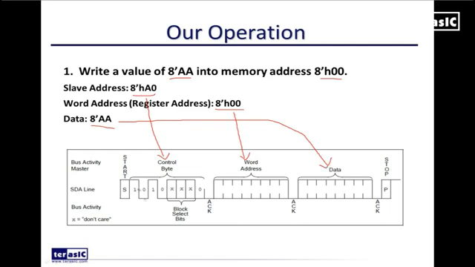And every time we specify our addresses or data, we should get an acknowledge from the slave. And the acknowledge is in the form of a low signal. So the slave itself will pull the data line low, to let us know that it acknowledges the address or data that the master is specifying.